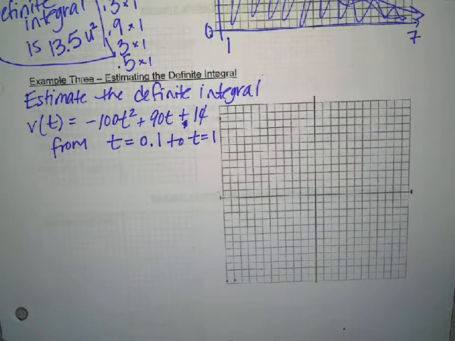I want you to get a good window, or attempt to figure out what that window is going to be. This is a clue to know kind of where to go with your window, this span that they're looking at. So we're looking between 0.1 and 1.